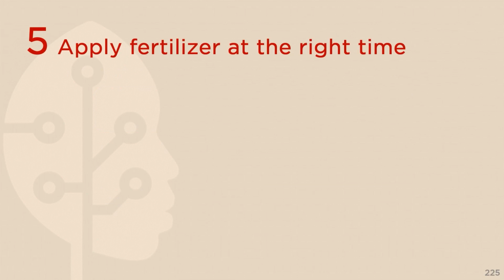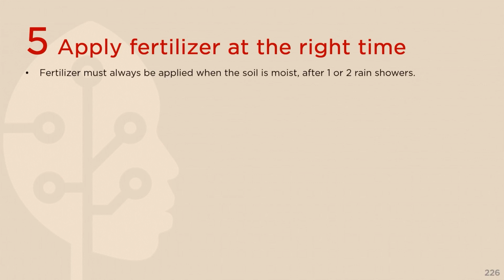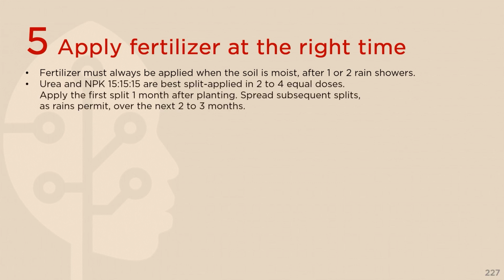We can now move on to step 5 and look at how to apply fertilizer at the right time. Fertilizer must always be applied when the soils are moist after some rain showers. It is advisable you distribute your fertilizer application across the first 3 months after planting in 2 to 4 doses as the rains allow. Apply the first split within the first month after planting. Spread subsequent splits as rains permit over the next 2 to 3 months. Apply NPK during the first 1 to 2 splits and urea during the later splits.